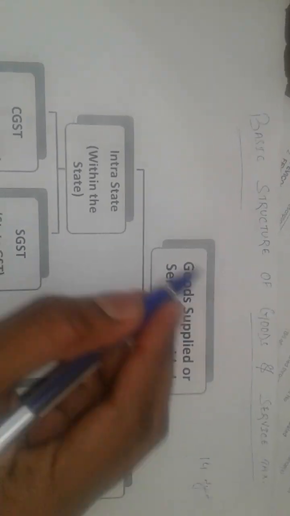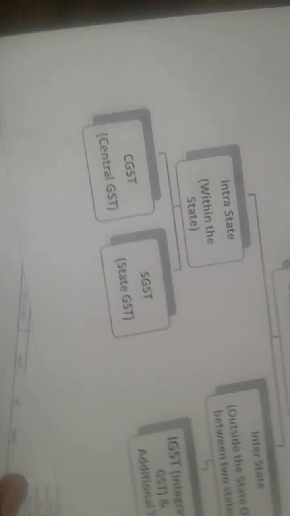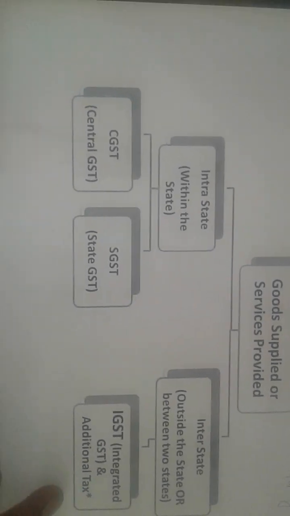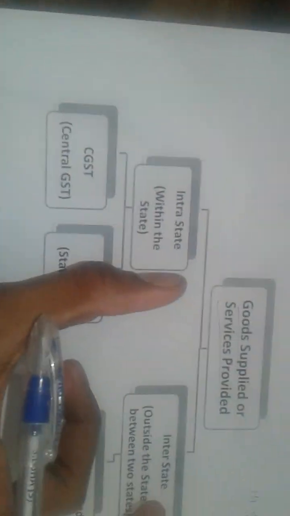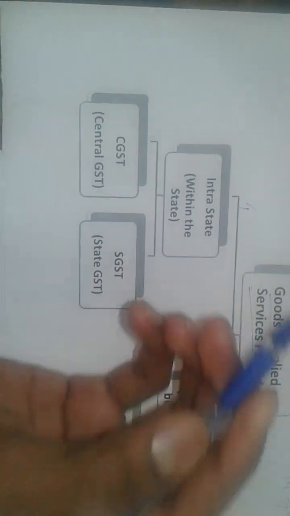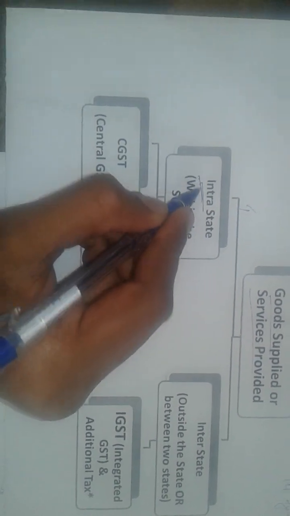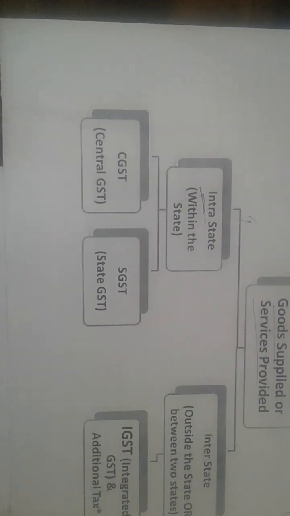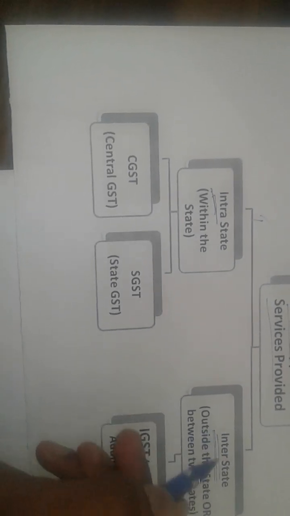Now the basic flow chart of this goods and service tax is mentioned here. After going through this chart, we will come to know about the basic structure of the goods and service tax. Goods supplied or services provided are divided into two parts. It might be supplied within the same state. If the goods or services are supplied within the same state, it is called intra-state. Intra means within the same state, and when the goods and services are provided inter-state, for example, from one state to another state, it becomes inter-state.